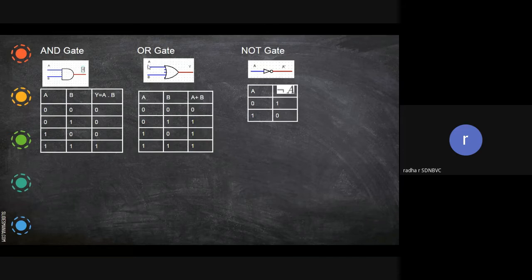Then 0 plus 1, when a is 0 and b is 1, you have output 1. 1 and 0, you have 1. Both 1, you have 1. This is the OR gate. The representation of the OR gate is like this.